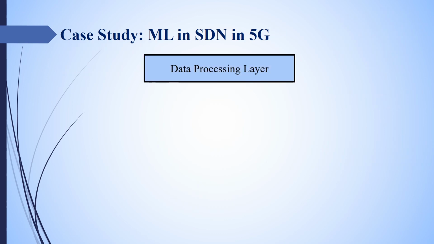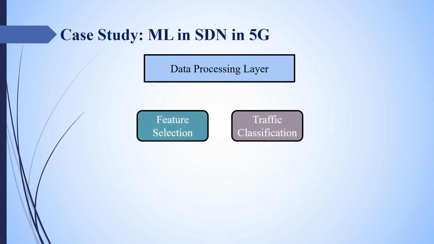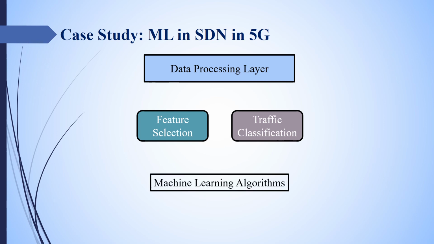Now the data processing layer can be divided into many types for the SDN, but we will only consider two basic parts with which we are concerned. Number one is feature selection and number two is traffic classification. We can relate these to machine learning algorithms, but first let us see what these features do. Let's say that we have machine learning algorithms running in some other part of the SDN. Feature selection and traffic classification are both connected with the machine learning algorithms. They exchange data with the machine learning algorithms.